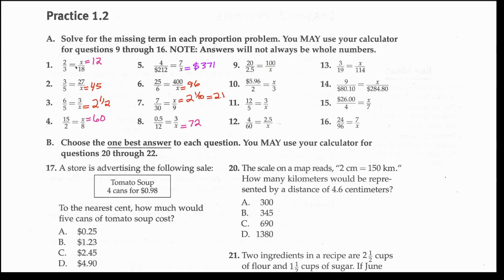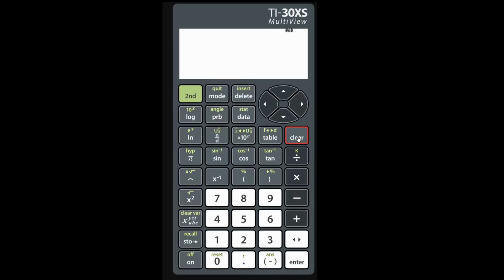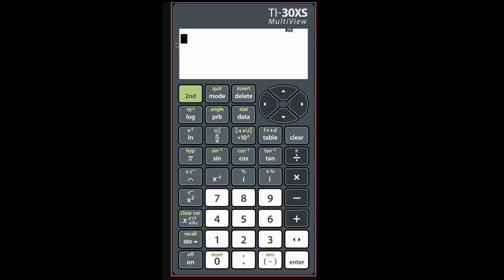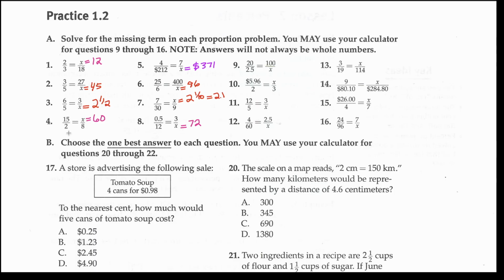Now we are working with 9 through 16, and in the instruction it says you may use your calculator for questions 9 through 16. Okay, so I press clear and I see a cursor right here. This cursor is waiting for you to type in something. So the question is 20 over 2.5 equals 100 over x. So we need to find what x is.